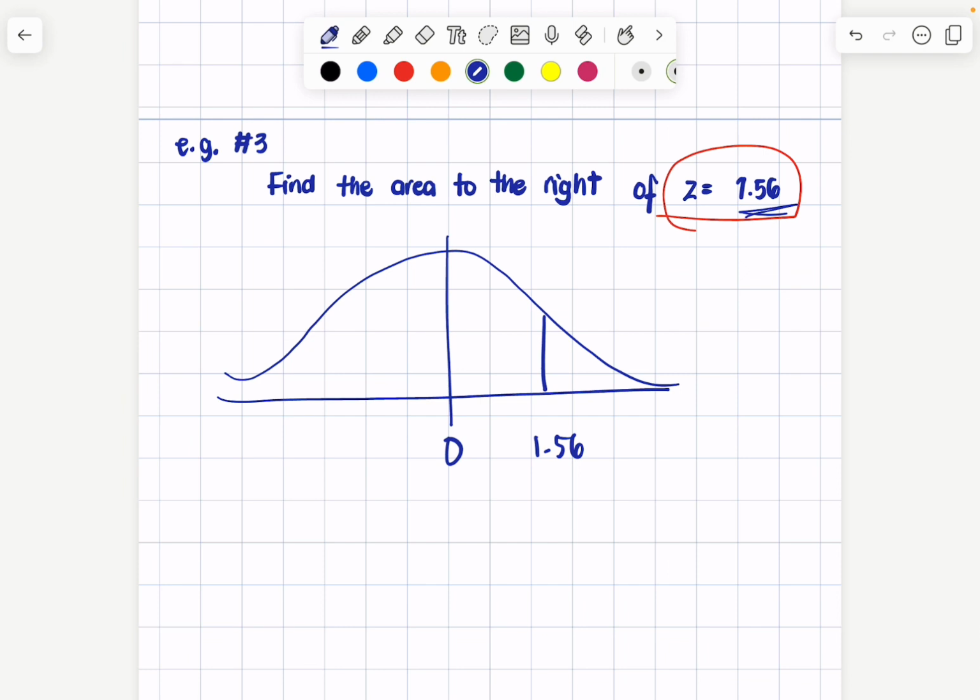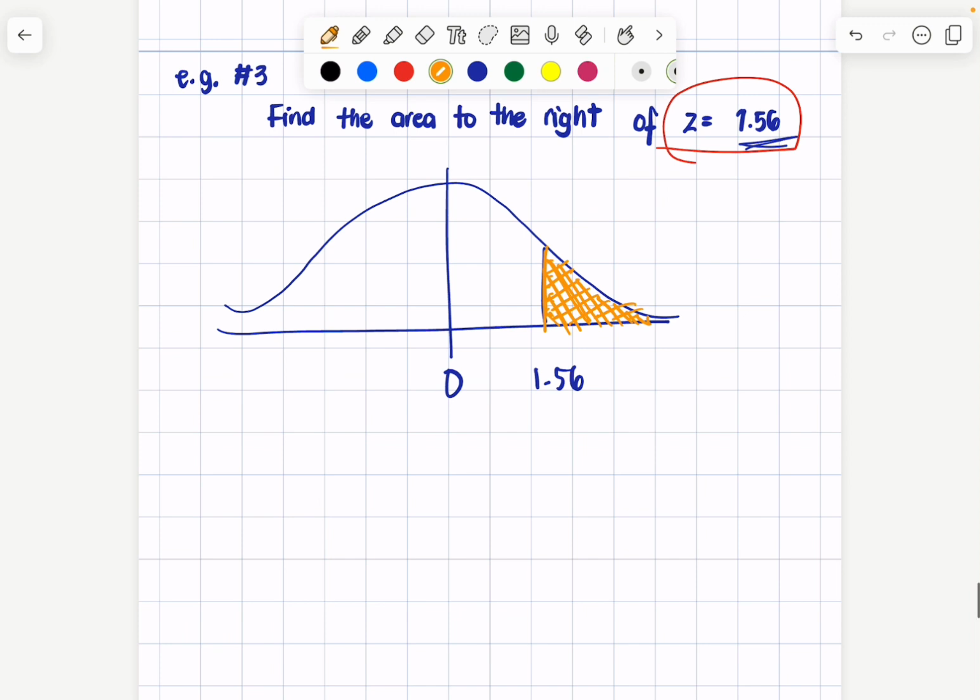Asa man to the right of z is equal to 1.56? Dinhi or dinhi? So, of course, it is this part. Mauni siya ang gipangita. Diba, this is your 1.56. So, kay to the right man, so dani. Kani siya maoy gipangita. Kung saan man dayon ni siya pag-solve.